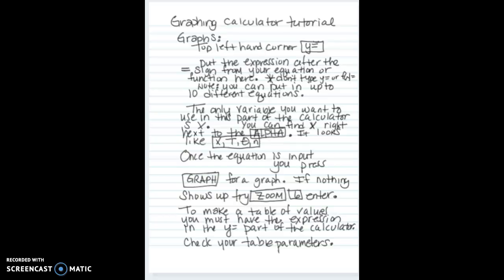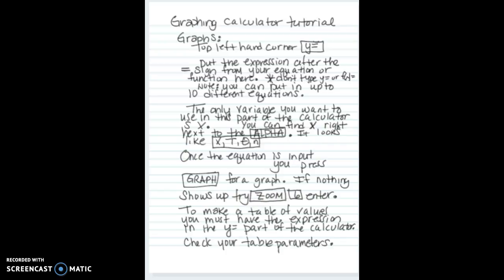This is a graphing calculator tutorial. This is supposed to help you understand how to graph and make a table of values using your graphing calculator. So we're going to start with graphs.